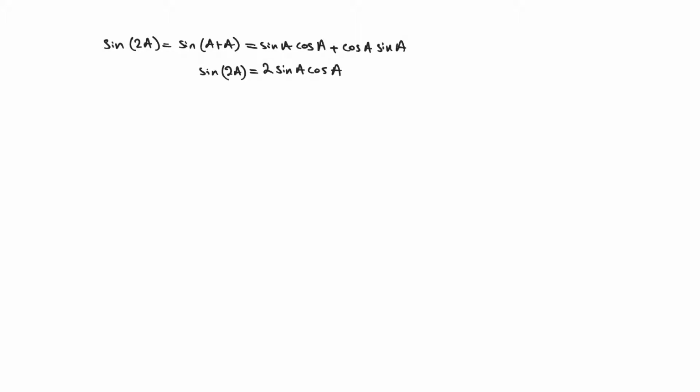Now we're going to use compound angle formulas to come up with double angle formulas for our identities. So the first one is sine of 2a, which is the same as sine of a plus a. Using our formula, we get sine a cos a plus cos a sine a. Since these two are the same, this is simply equal to 2 sine a cos a. And this is our double angle identity for sine of 2a.